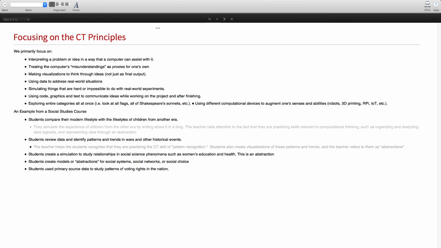Another more prominent one is that students use primary source data to study the patterns of voting rights in the nation. I think it was Seth Chandler who wrote a community post about how we can analyze voting trends. She ended up using that blog post to lead the lesson for that day. And I can share with you guys what these student projects look like, because they were all asked the same question, but they all came up with different visualizations of it. That can give you an idea of how each student approaches computational thinking differently.